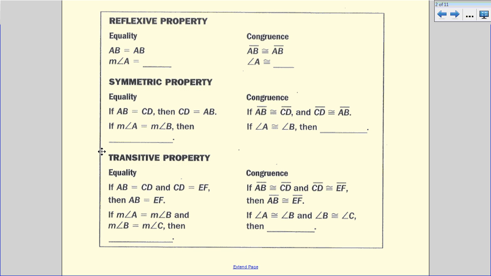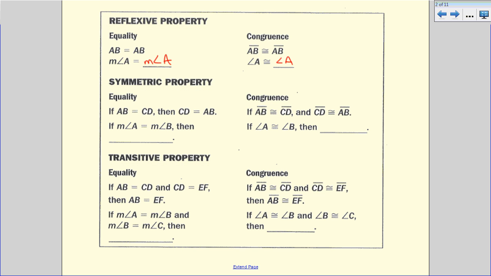So we have what's called the reflexive property, and I think of that as like a mirror. It's the same thing on both sides. So AB equals AB is equality, so the measure of angle A equals the measure of angle A. For congruency, we're just saying that they're congruent. So segment AB is congruent to segment AB. Angle A is congruent to angle A.